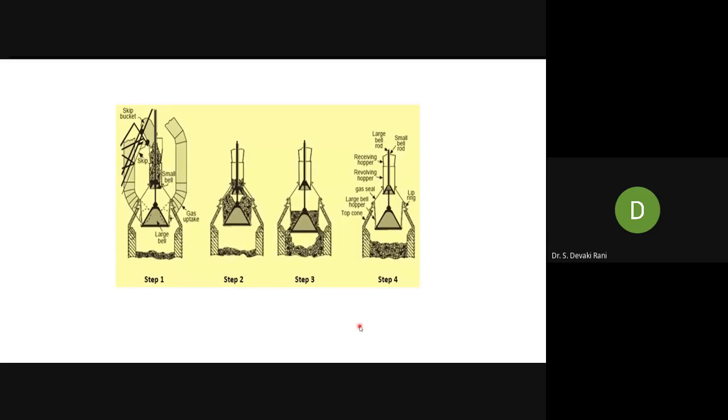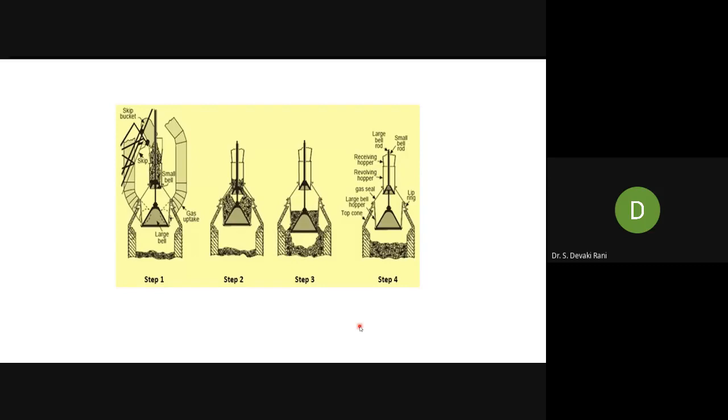In the Bosch region, the temperature is quite high, so fusion starts, not completely melting. Fusion, melting starts. Direct reduction takes place. Reduction of metalloids takes place. Desulfurization starts. Tuyere region, combustion of the coke occurs.